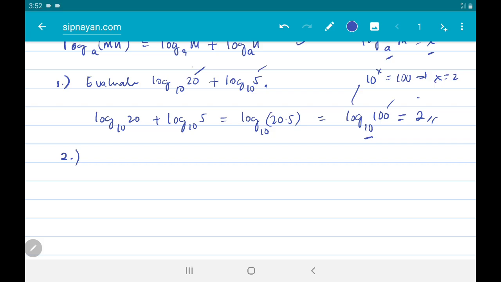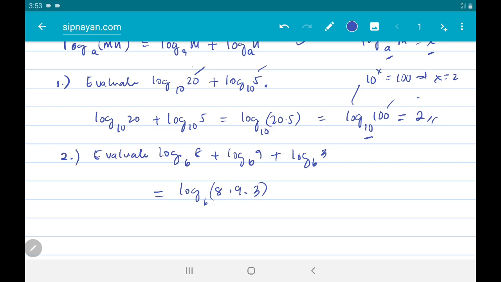Number 2. So, evaluate logarithm of 8 to the base 6 plus logarithm of 9 to the base 6 plus logarithm of 3 to the base 6. So, extension ito ng formula. Pag sum, pwede natin gawing product. So, this can be written as logarithm of 8 times 9 times 3 to the base 6.